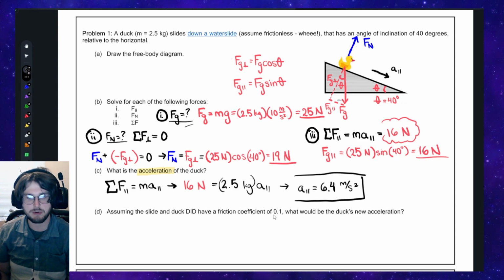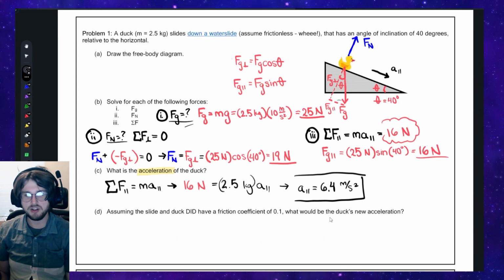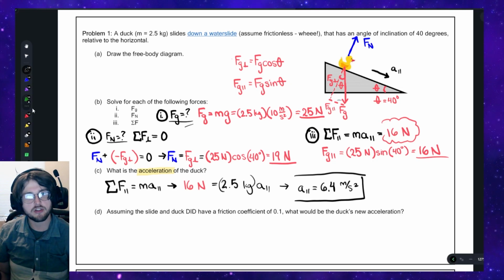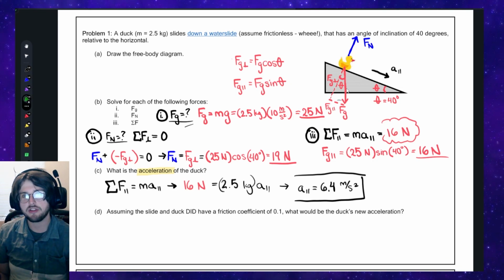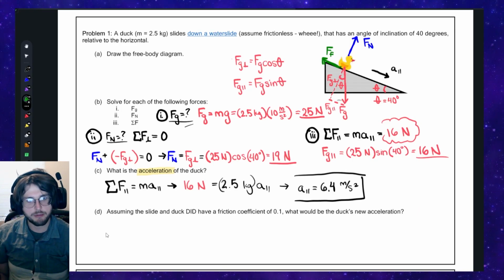All right, now the last part here is, assuming that the duck and slide did have a friction coefficient of about 0.1. So now we're assuming that it is not frictionless. We want to see what the new acceleration of that system would be. So in this case, friction is a contrarian. So really its job is to oppose the direction of motion. So that's going to apply a force this way, parallel to the surface. And so over here, our first job then is, well, we need to figure out what friction is.